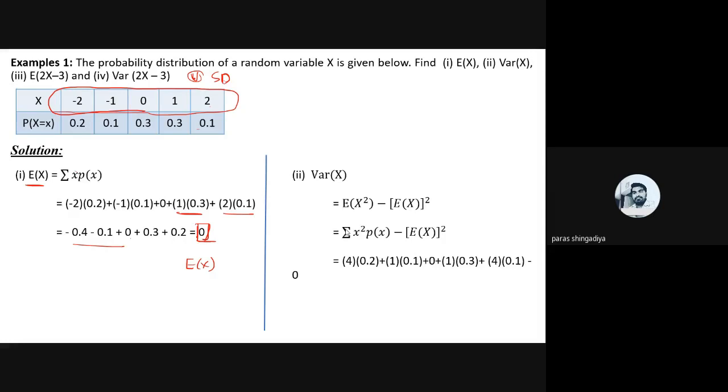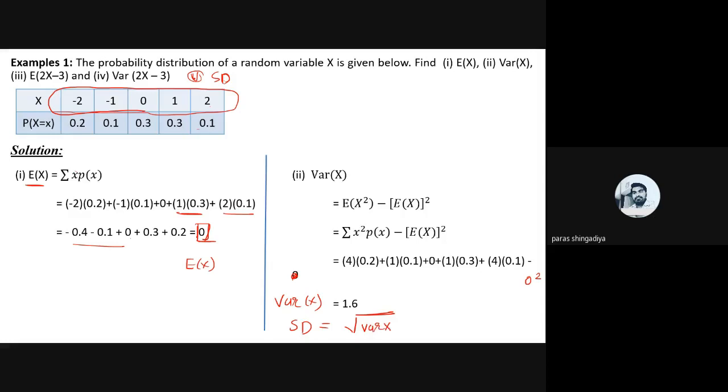Square first and then multiply. And minus E of x square, that we have here, 0 square. Now find the total, and then subtract 0, so you will get the answer 1.6. Do the products first, then find the total, so we will get 1.6. So that is called the variance of the given data. Clear? And now for standard deviation, we'll use the answer of variance and consider its square root.